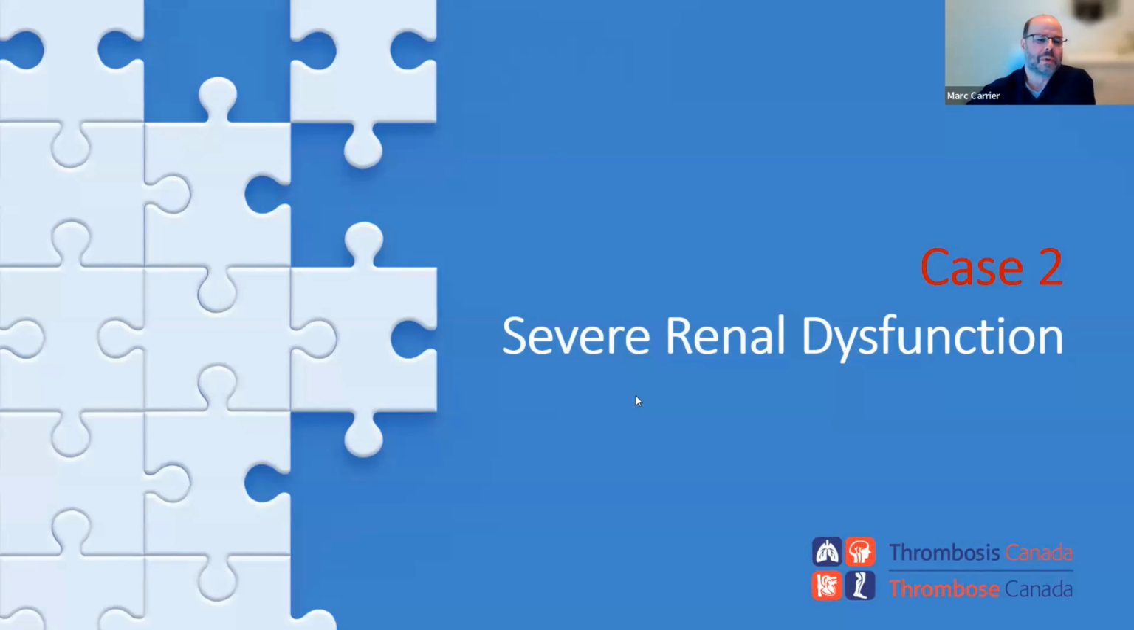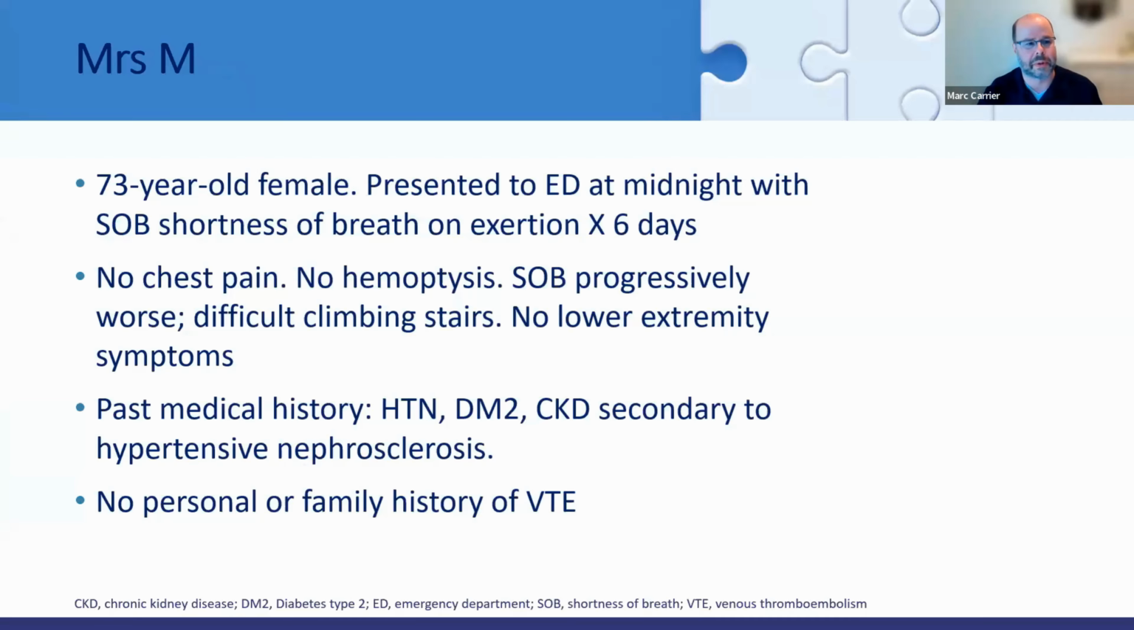Okay. So the second case is for severe renal dysfunction. Similarly, no right or wrong answer. And again, we're learning from what happens in BC versus Halifax versus Ontario. So it's just a good opportunity to learn from each other.